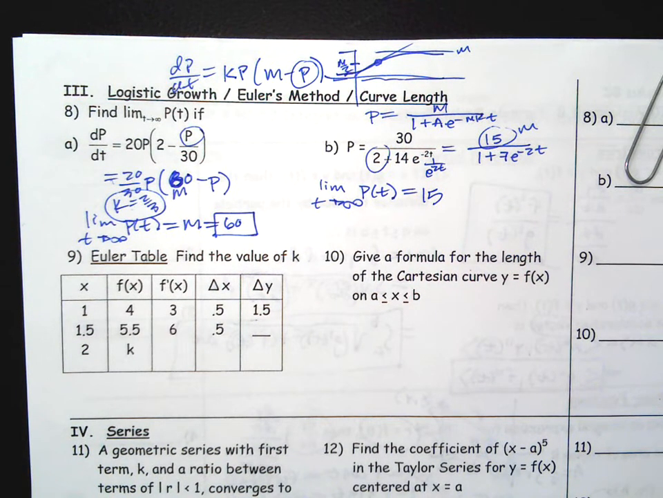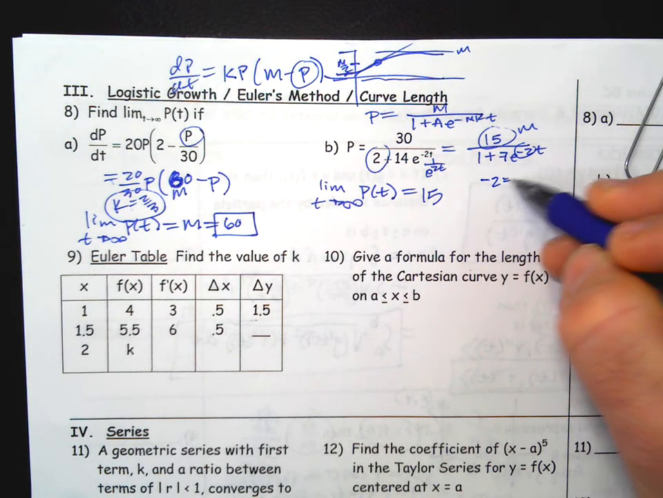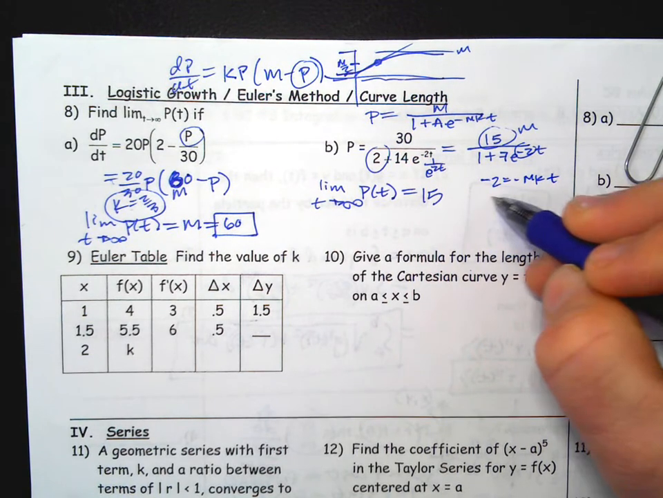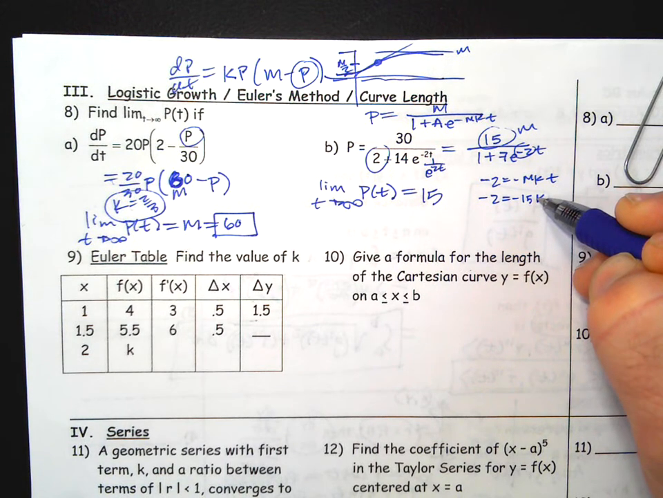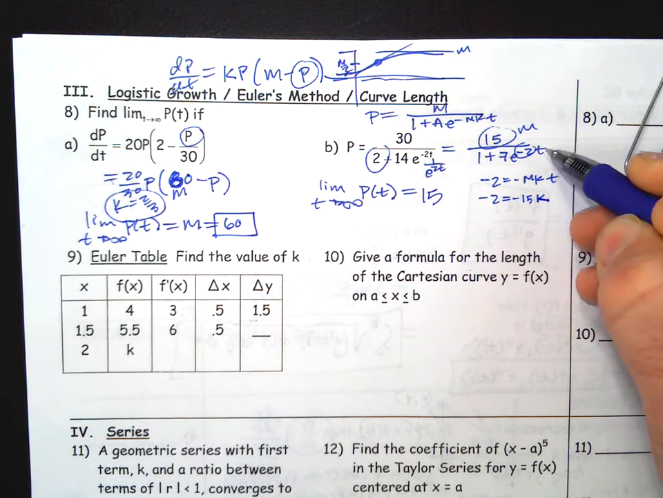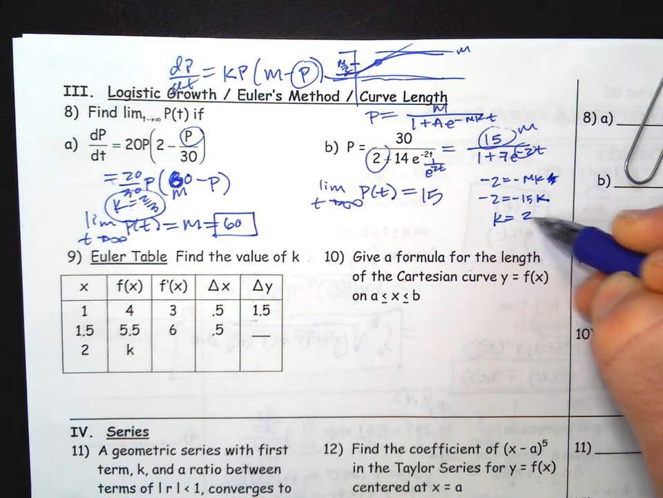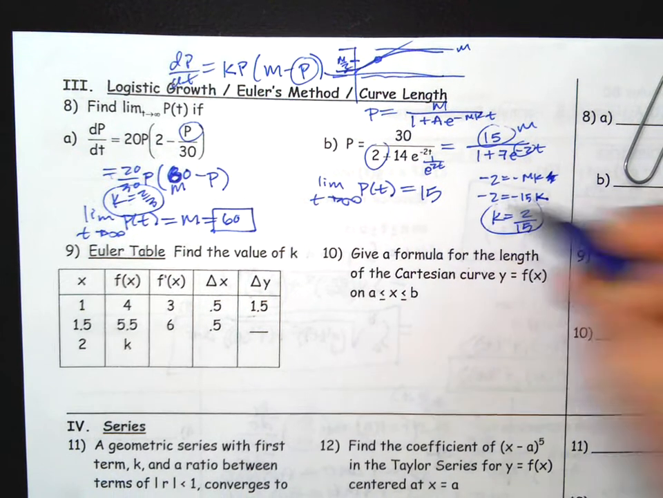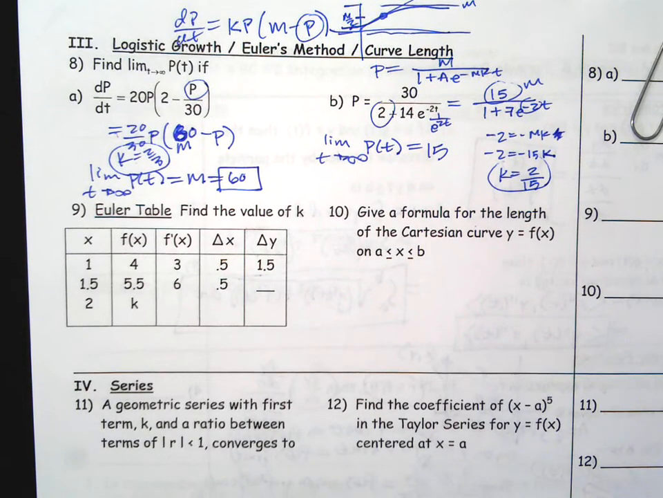Finding the k value is a little more work because you got to set -2 equal to negative mkt. You got to find the m value first, which is 15. Don't need the t, so k equals 2/15. And the a value takes a little more. We know the a value there. So okay, that's logistic growth, which is good to know the facts about it. Be able to recognize it.